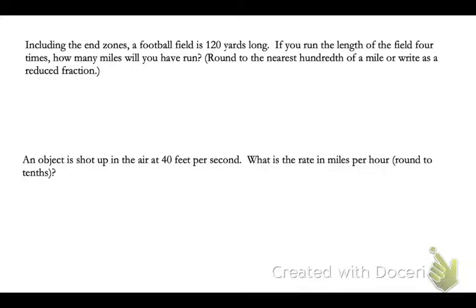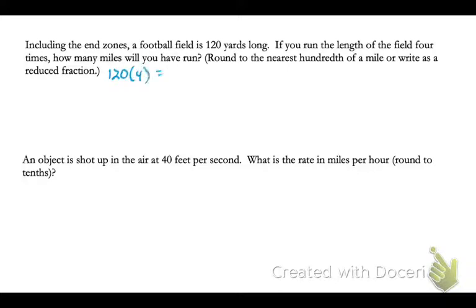Including the end zones, a football field is 120 yards long. If you run the length of the field 4 times, how many miles will you have run? Our directions say to round to the nearest hundredth of a mile, or write as a reduced fraction. So we'll round to the hundredths place, I believe. The first thing we need to figure out is how long we're actually running. So let's take that 120 yards times 4.